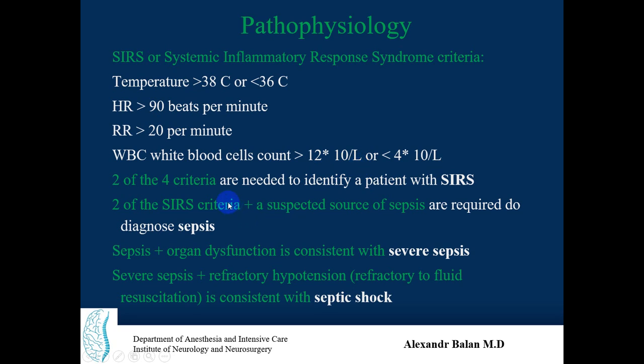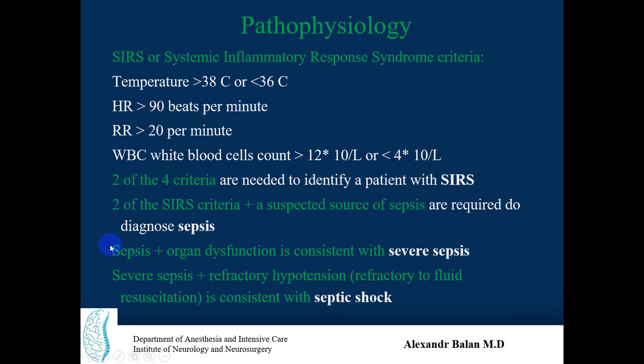And 2 of the 4 criteria are needed to identify a patient with SIRS, and 2 of the SIRS criteria plus a suspected source of sepsis are required to diagnose sepsis. So if you know these 4 criteria, you add a suspected source, and it is called sepsis.